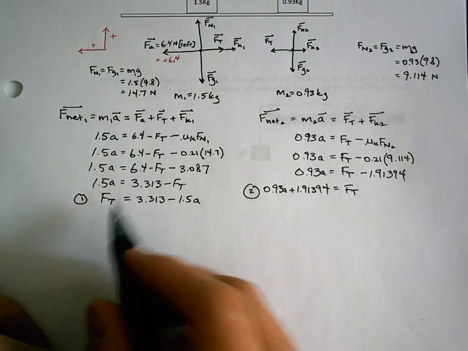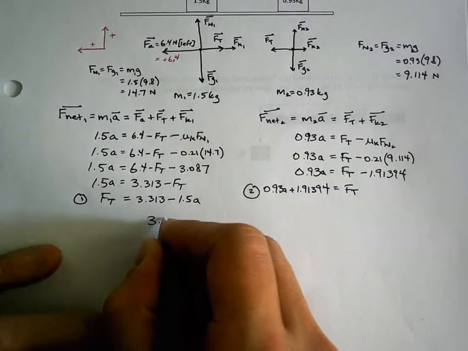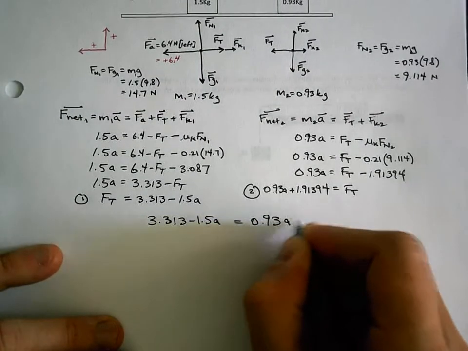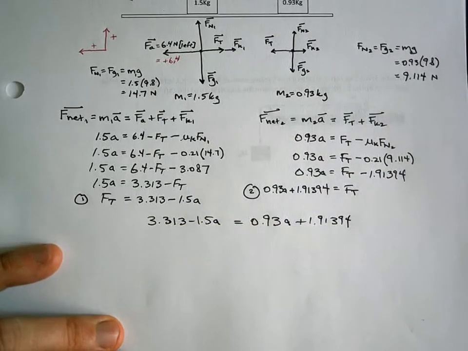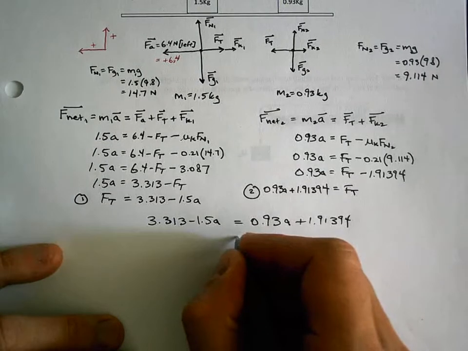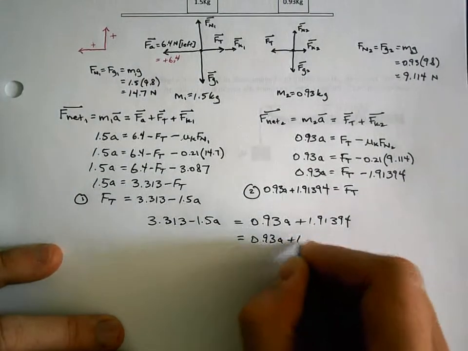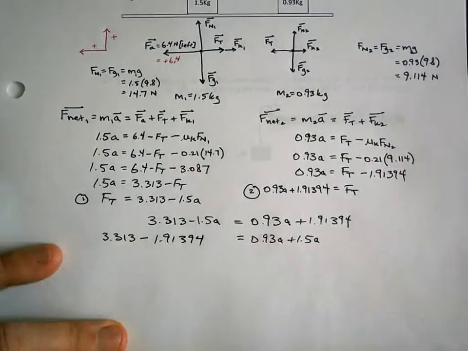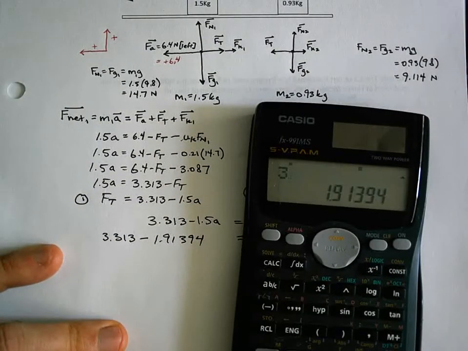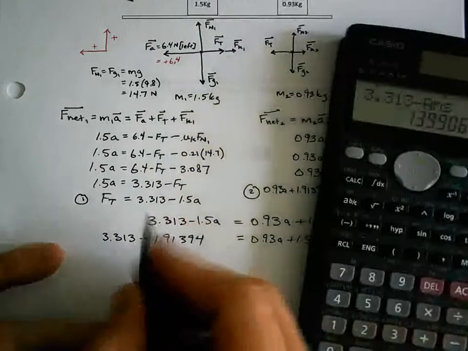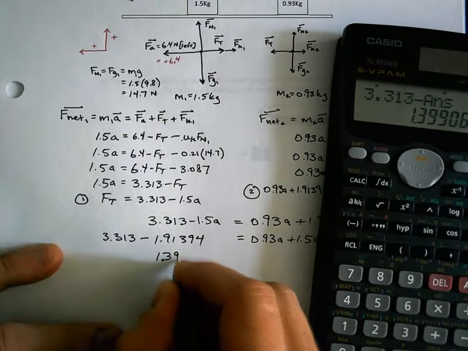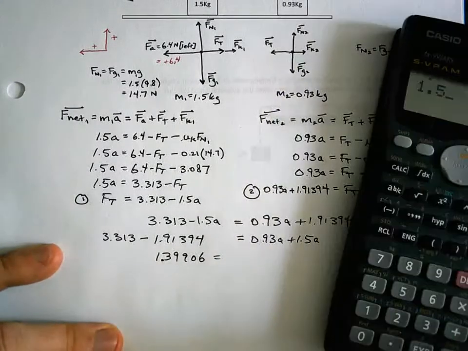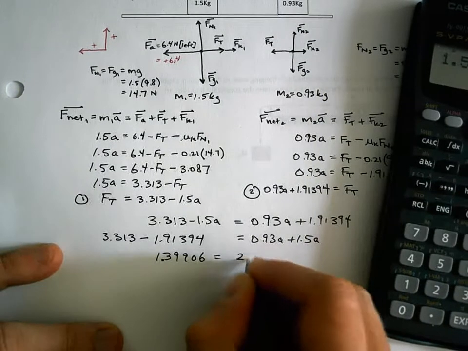What I'm going to use is substitution. So I'm going to set one equal to two. So I get 3.313 minus 1.5a is equal to 0.93a plus 1.91394. Okay, now I just need to solve for a. So I'm going to collect all the a's on this side. So I get 0.93a plus 1.5a. And I'm going to collect all the constants on this side. 3.313 minus 1.91394. I still have that number in my calculator, so I have 3.313 minus my answer. So we get 1.39906. And here I get 1.5 plus 0.93. That gives me 2.43a.